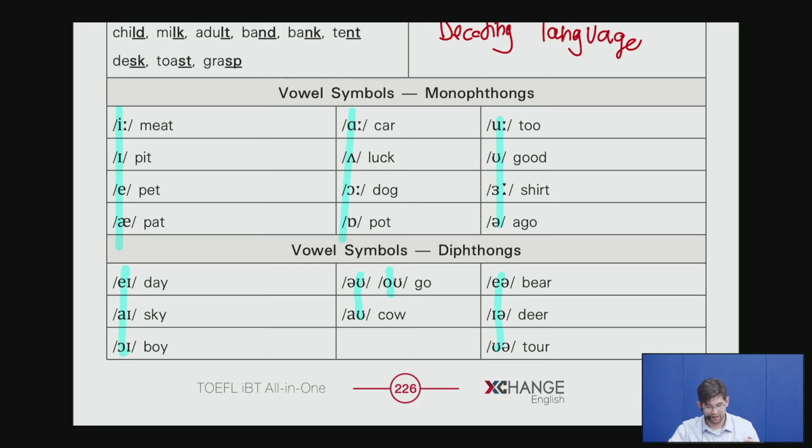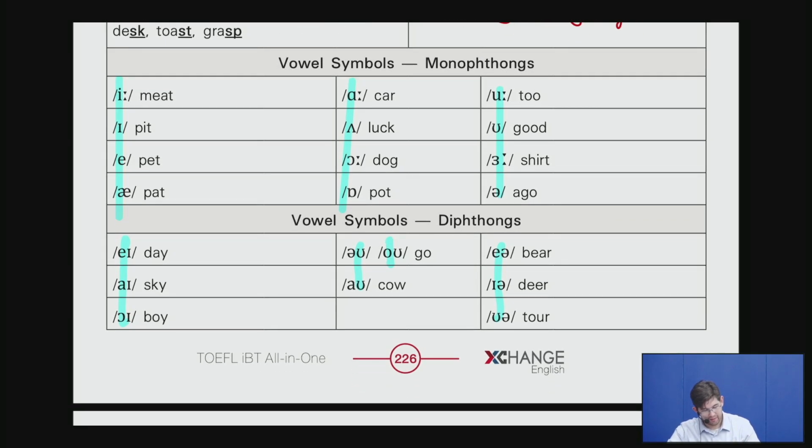And our last ones, again, are just mixing vowels together. Our a sound in day, our I sound in sky, our oi sound in oi, our o sound in go, our ow sound in cow, our ear sound in bear, our ear sound in deer, and our or sound in tor. I apologize for that last one. So once again, these are how we break down our international phonetic alphabet as well as our sounds in English.